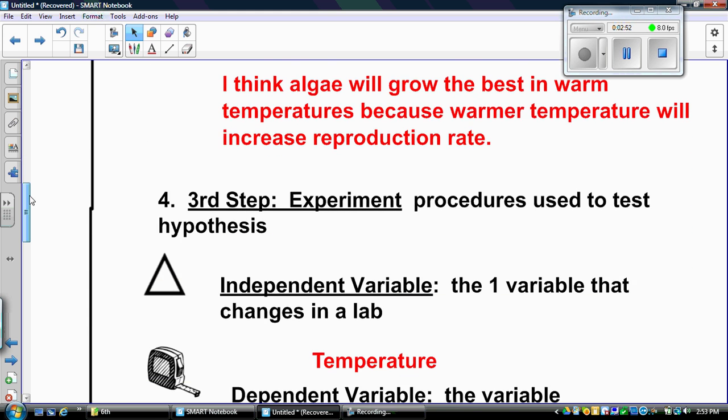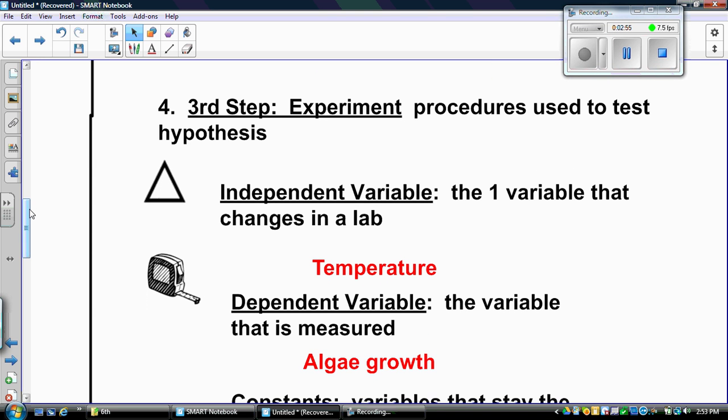The third step is the actual experiment. So these are your procedures used to test the hypothesis. The procedures are written in a list format. They're usually a numbered list that you follow to complete the experiment. Before you can do the procedures, though, you have to identify variables. So if we take a look at the independent variable.